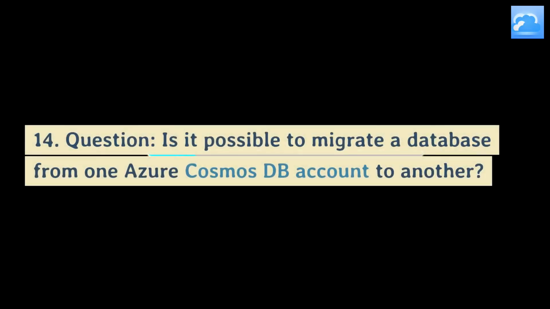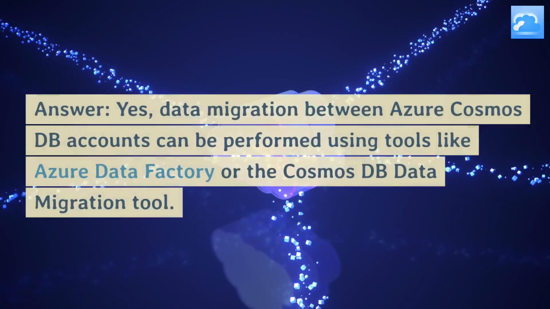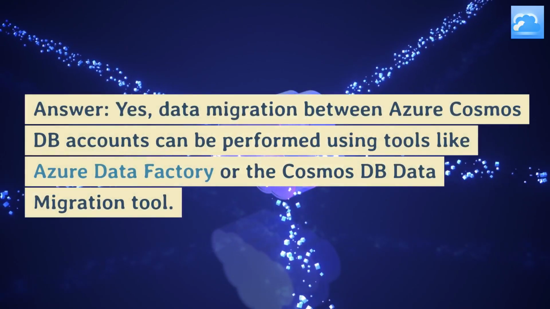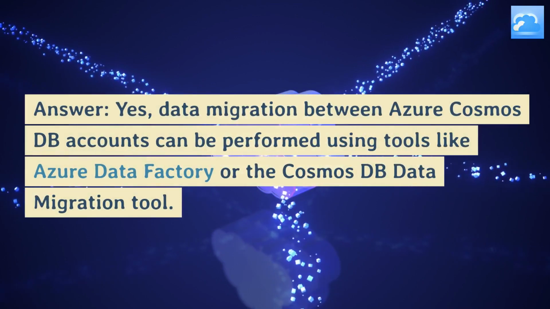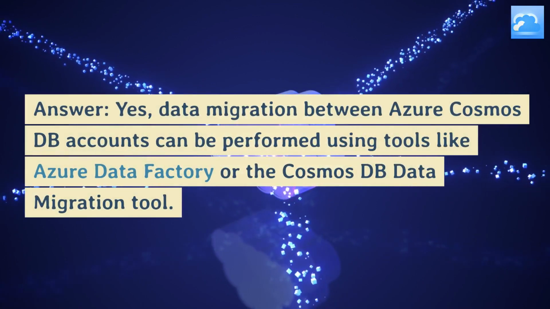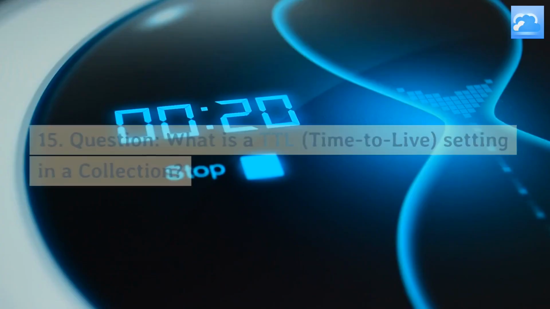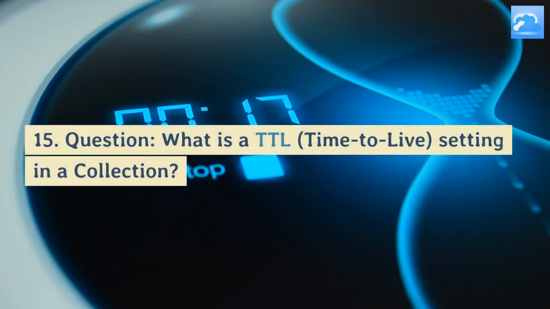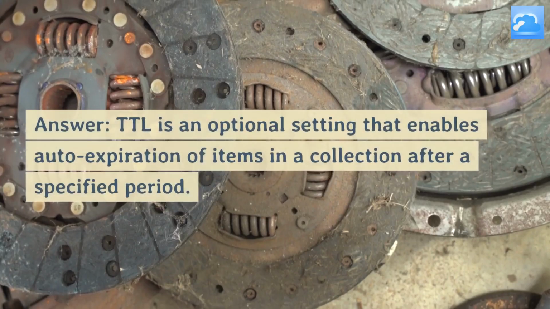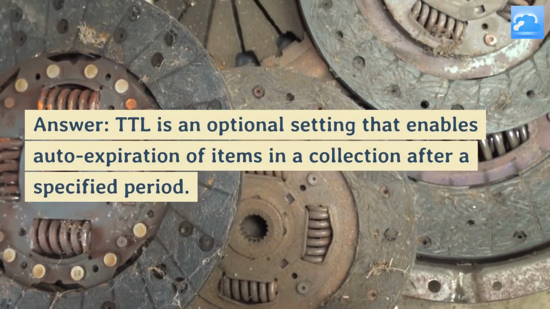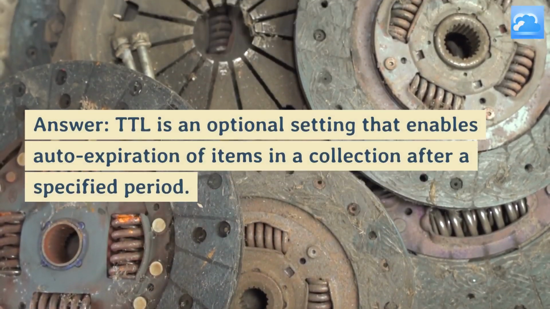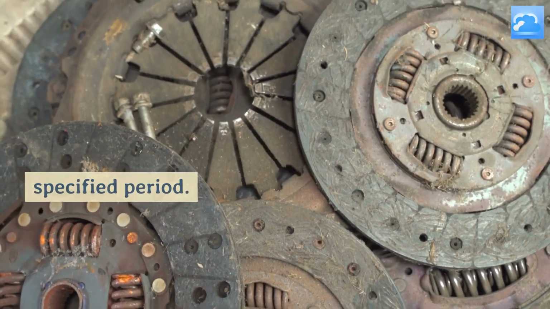14. Question: is it possible to migrate a database from one Azure Cosmos DB account to another? Answer: yes, data migration between Azure Cosmos DB accounts can be performed using tools like Azure Data Factory or the Cosmos DB Data Migration Tool. 15. Question: what is a TTL, time to live, setting in a collection? Answer: TTL is an optional setting that enables auto-expiration of items in a collection after a specified period.